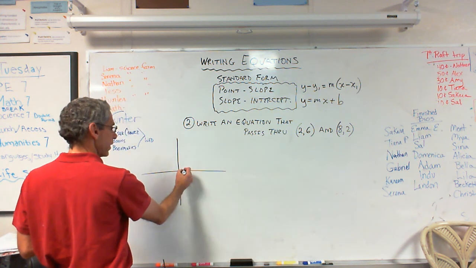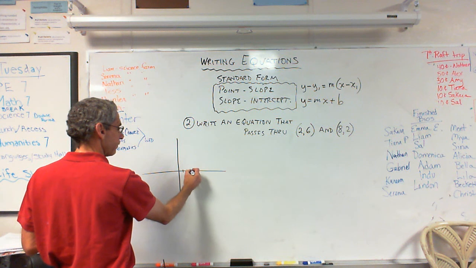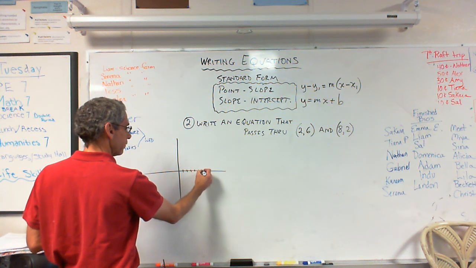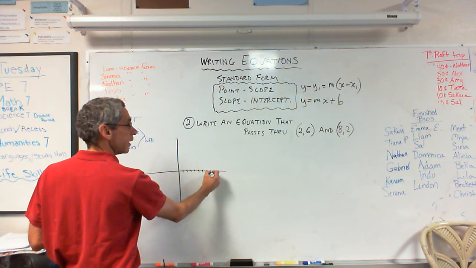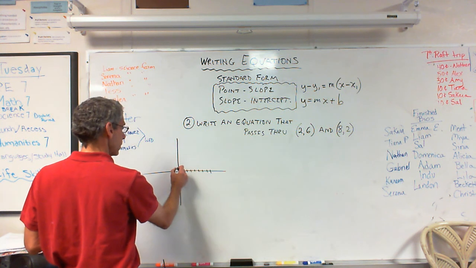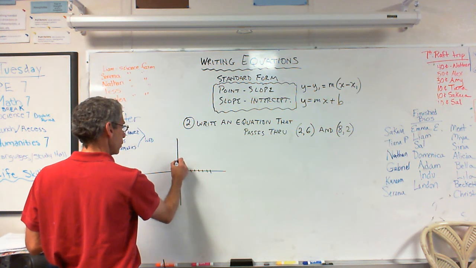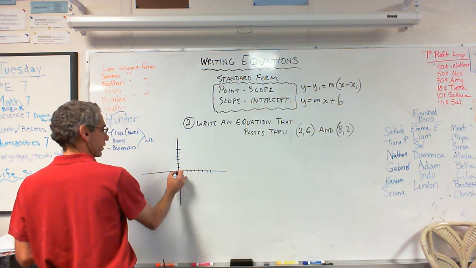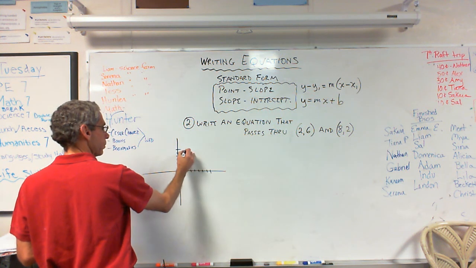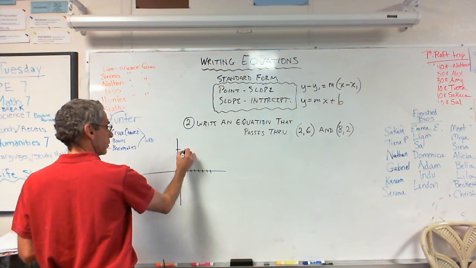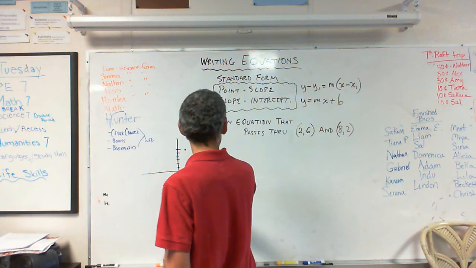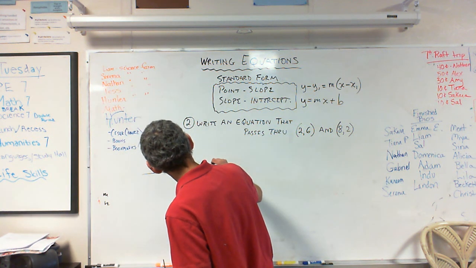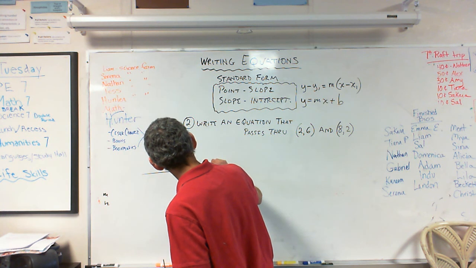So I'm going to try to do this fairly accurately, fairly evenly, if I can. 1, 2, 3, 4, 5, 6, 7, 8, and 1, 2, 3, 4, 5, 6. Okay, so (2, 6). I'm going to go over 2 and up 6. And then I'm going to go over 8 and up 2. Right about here, somewhere in there.